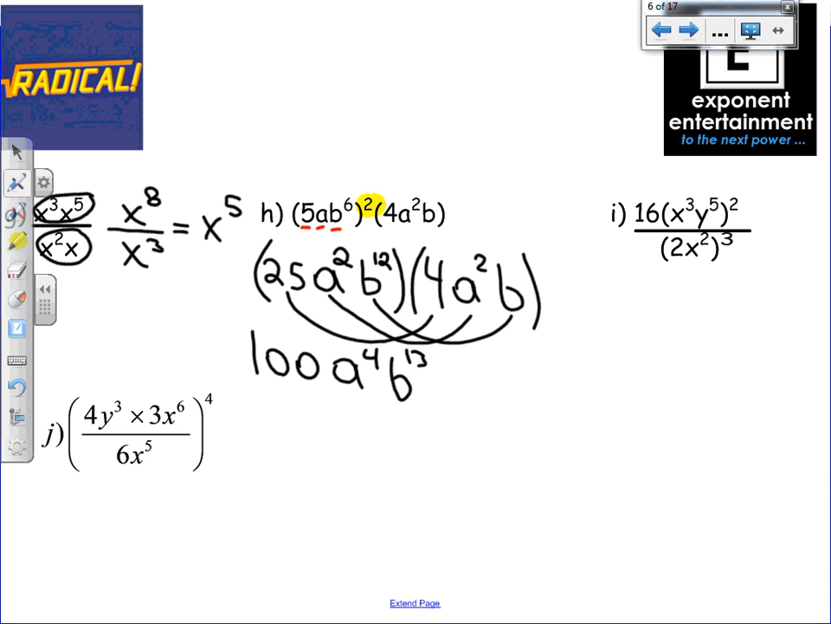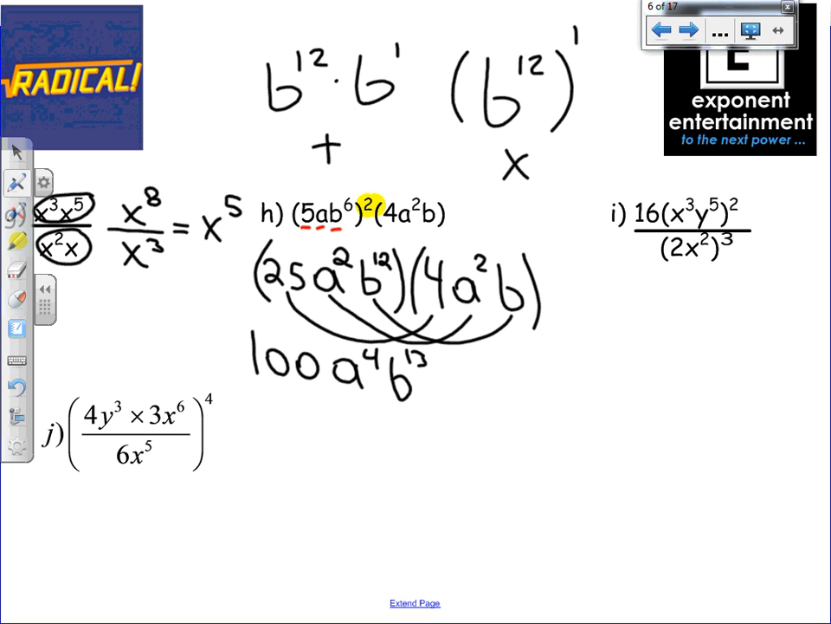Reese, what's the question? If you're multiplying B12 times B1, it would still be 12. Right, but we're not multiplying, right? So when we have B12 times B to the power 1, the law is to add them together. That law, two things multiplied, is addition. When you have B to the power of 12 to the power of 1, that's multiplication. So it would be 12 times 1, and it would stay as B to the power of 12.